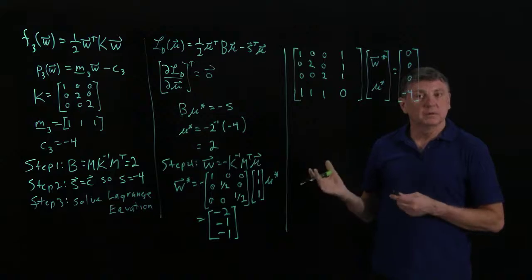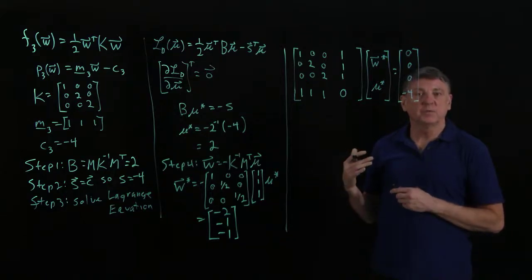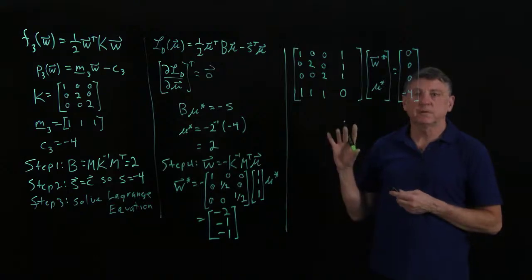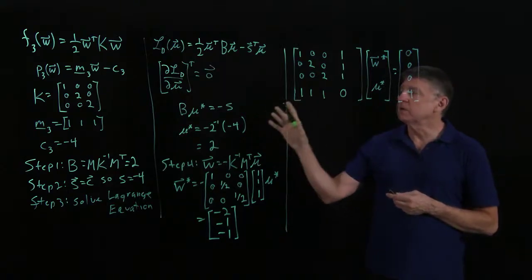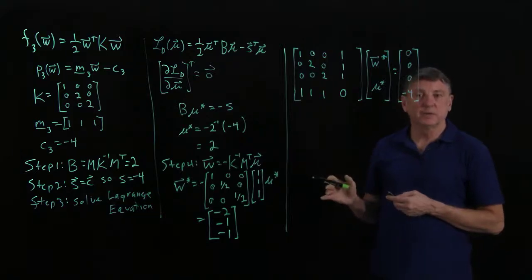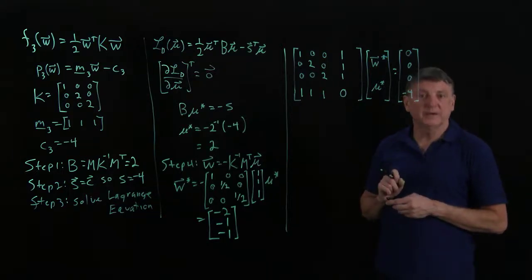So, this is the end of the lecture, and what we've discovered is that we can solve an equality constrained optimization problem by using the dual formulation, and we can do it quickly and efficiently.